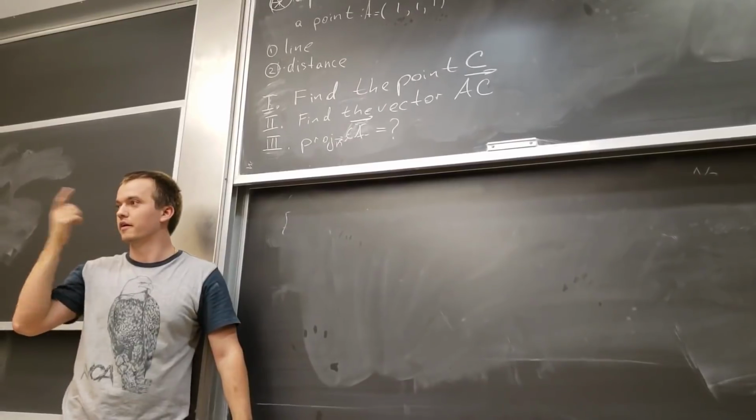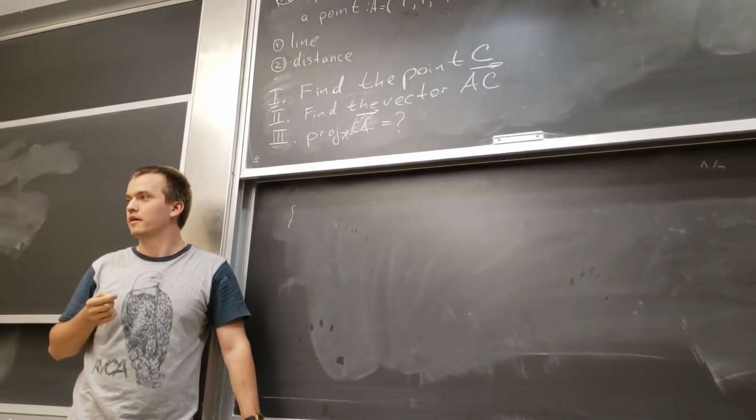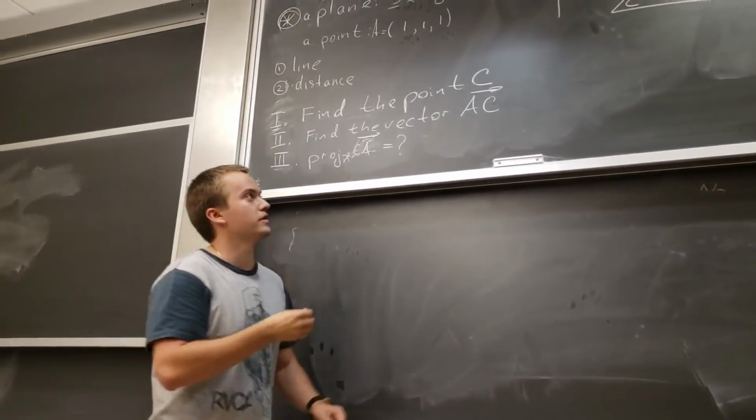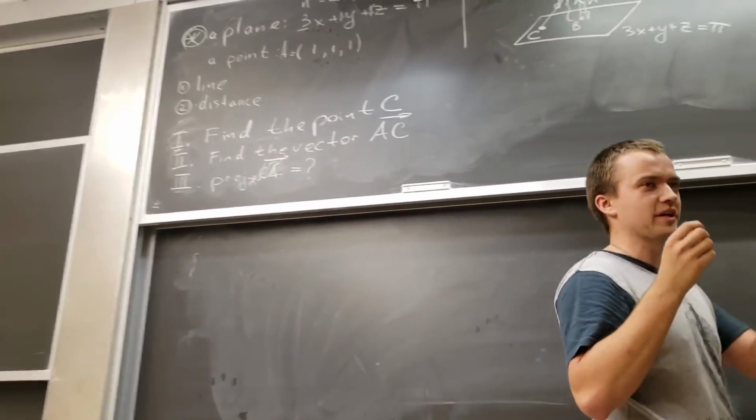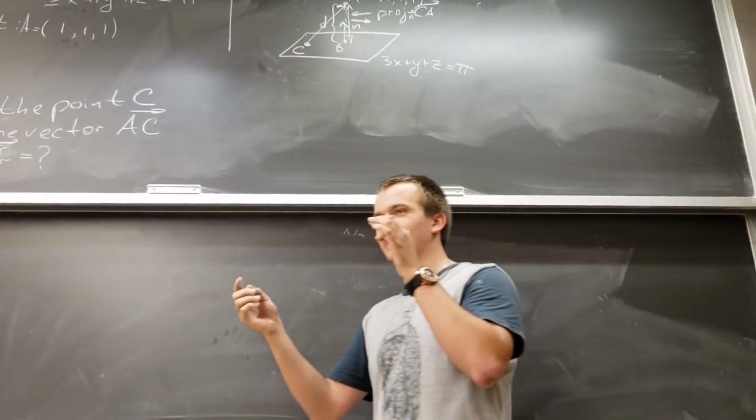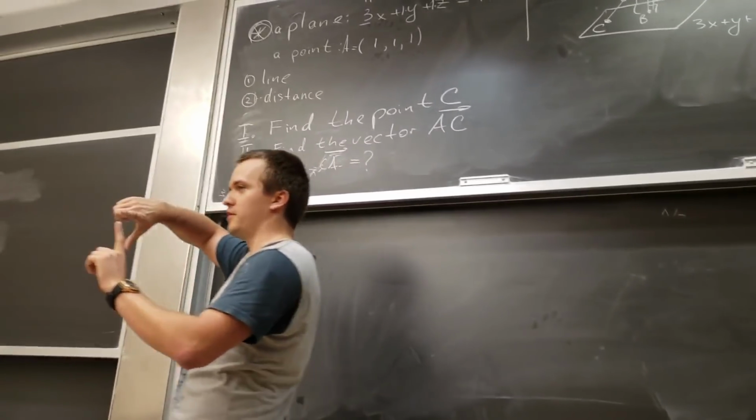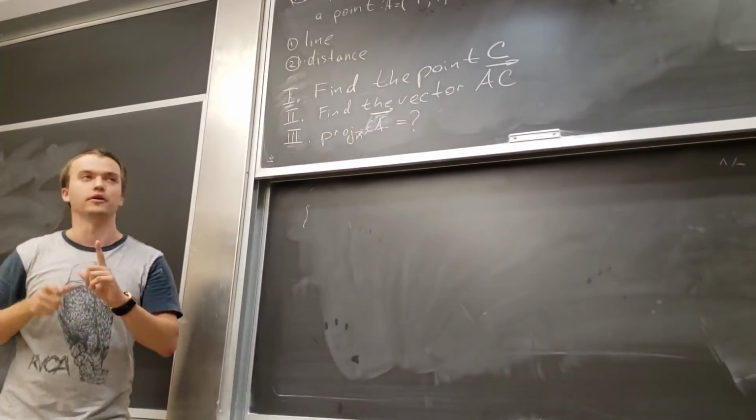What's special about C? How are we finding C? Basically, C doesn't matter. Why? Because you can take any point on your plane, and for this point, you're going to find the vector. You're going to just project it onto the normal.